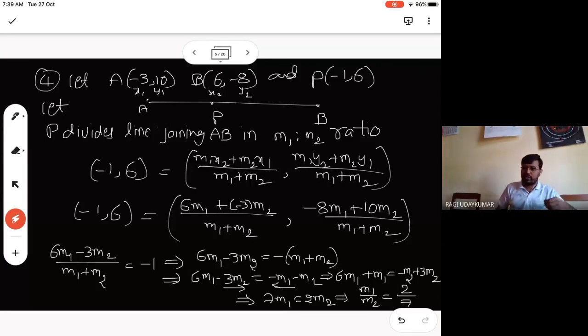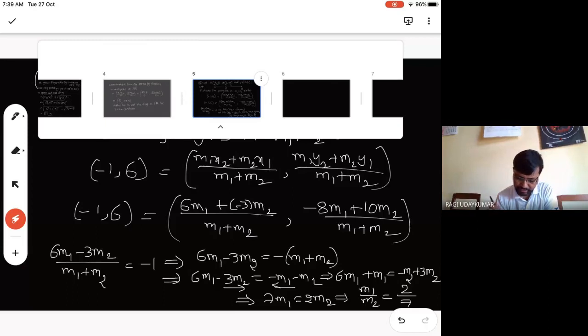The K:1 ratio is given in the textbook. In the example problems, if you see the K:1 ratio, the K value you will get as the fraction 2 by 7. That method is the same method only. The method is not different; the way of proceeding is a little bit different. Both are the same. Okay, so let us move to the next question.